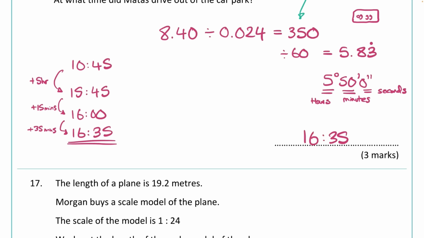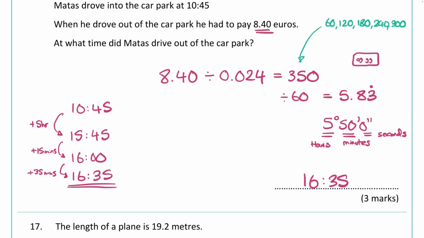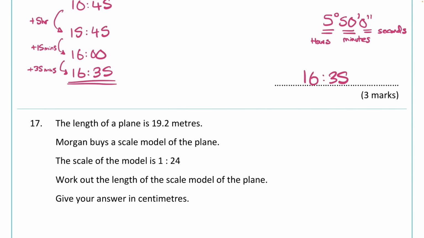But there you go, 16:35 is the time that he left the car park. And of course you could write that as 4:35 PM as well. Completely up to you how you write the time there. It doesn't specify it has to be written in a certain format. But there we go, there was some dealing with time.